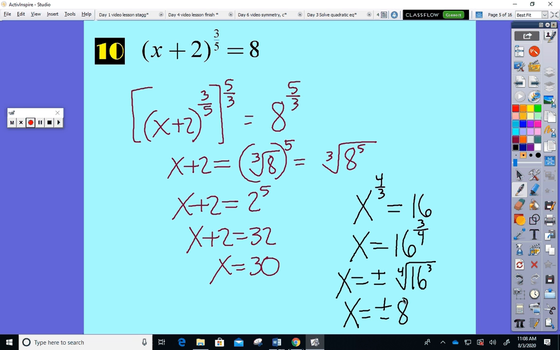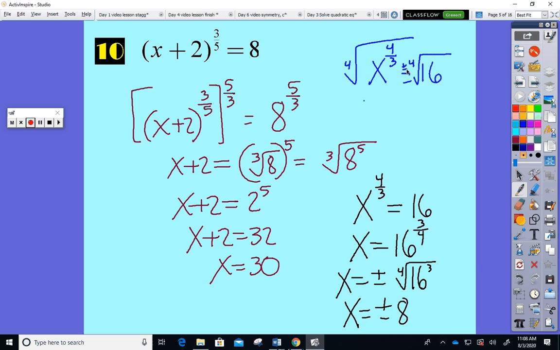Yes? Say that again? Yes. Okay. So I noticed that when I said to the 3/4 power, that means I'm taking the 4th root. Are you with me? And so that means I've actually taken the 4th root of both sides of the equation. And anytime you take an even root of both sides of the equation, if I had slowed it down, I could have said, okay, x to the 4/3 equals 16. And I could have said, I want to do the 4th root of both sides. If I do the 4th root of both sides, I get the plus or minus situation.